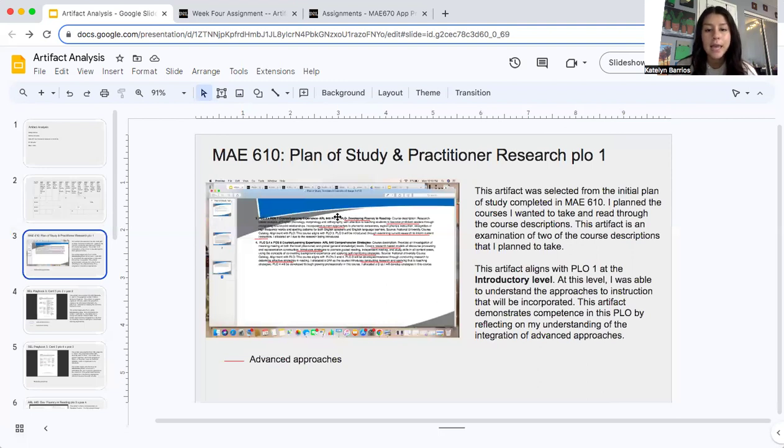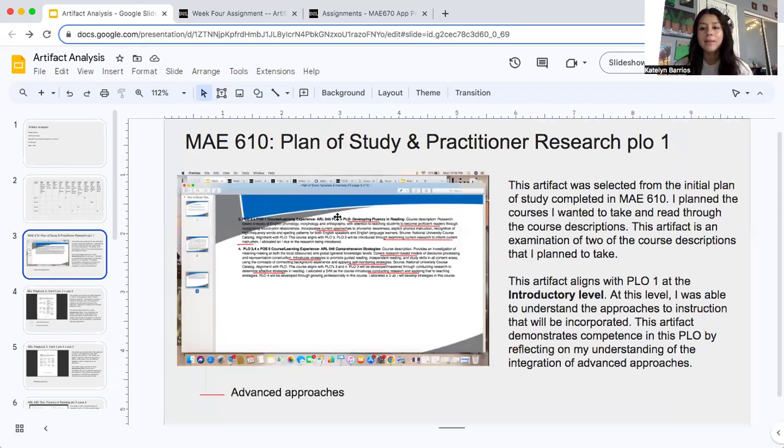So for MAE 610, I chose an artifact that was my initial plan of study that I completed in this course. We planned out the courses that we wanted to take in our program and read through some of the course descriptions. Underlined in red on my artifact, I have some of the advanced approaches that were reflected in the course description. Just for a few examples, I have using current research to inform the instruction and introduce some strategies that we could use.